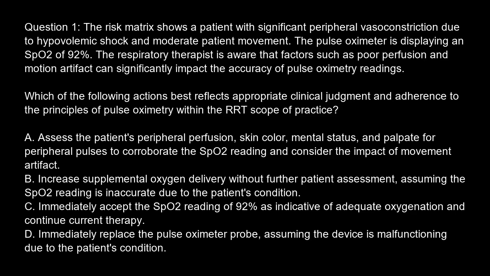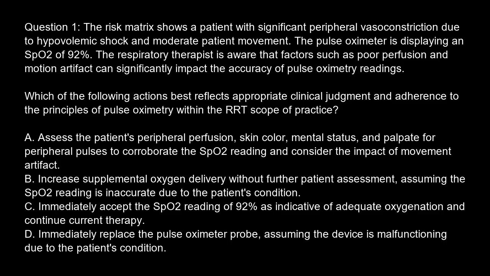Question 1. The risk matrix shows a patient with significant peripheral vasoconstriction due to hypovolemic shock and moderate patient movement. The pulse oximeter is displaying an SpO2 of 92%. The respiratory therapist is aware that factors such as poor perfusion and motion artifact can significantly impact the accuracy of pulse oximetry readings. Which of the following actions best reflects appropriate clinical judgment and adherence to the principles of pulse oximetry within the RRT scope of practice?